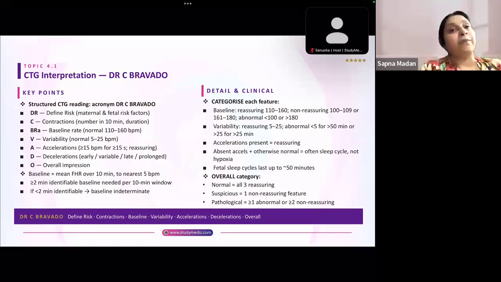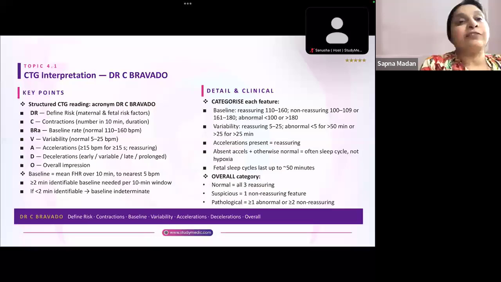If the accelerations are absent, but all the other features are normal, okay? So the variability is normal. There are no decelerations. Everything else, baseline rate is between 110 to 160. Then even if accelerations are not present, this is not considered a hypoxic CTG because this is a fetal sleep cycle. And this fetal sleep cycle lasts up to more than around 50 minutes. Some people say it is around 75, but by the RCOG, we will consider it as up to 50 minutes.